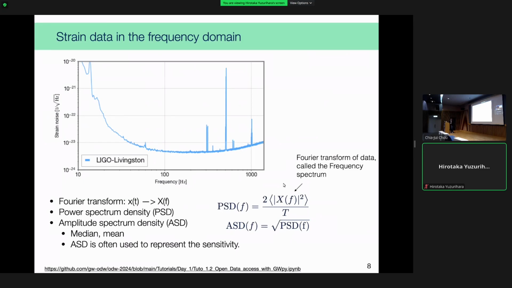Another advantage of this ASD or PSD is this T. T means the duration of the data, so the length of the data. Dividing by T converts it to a density. Because of this density, we can compare data of different lengths.